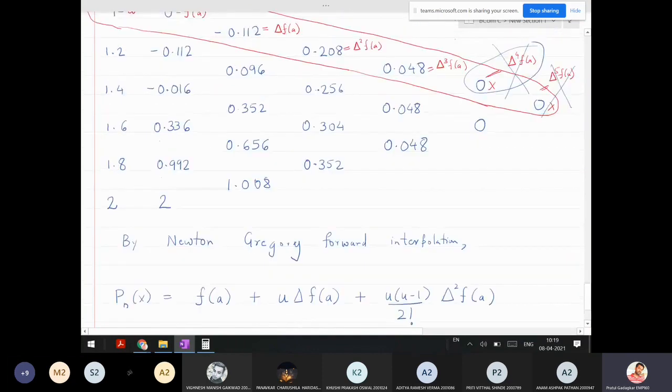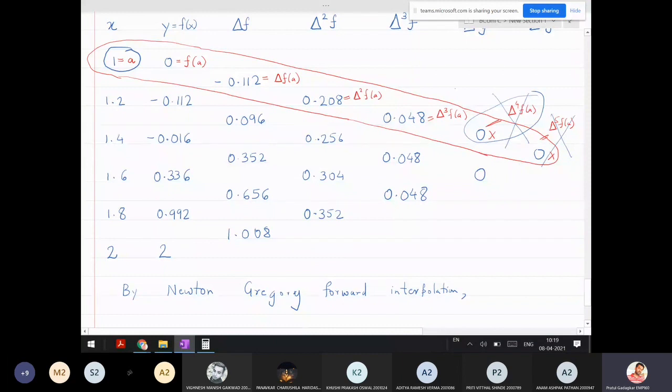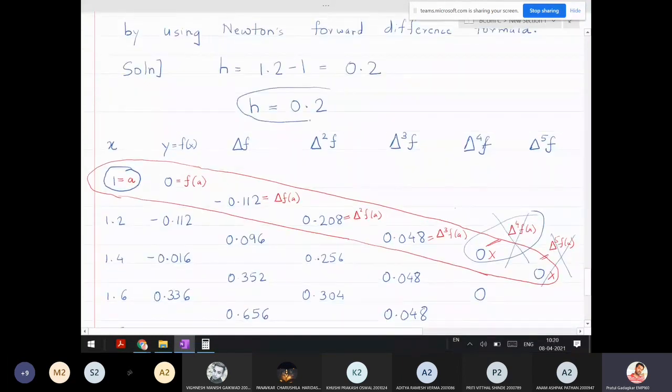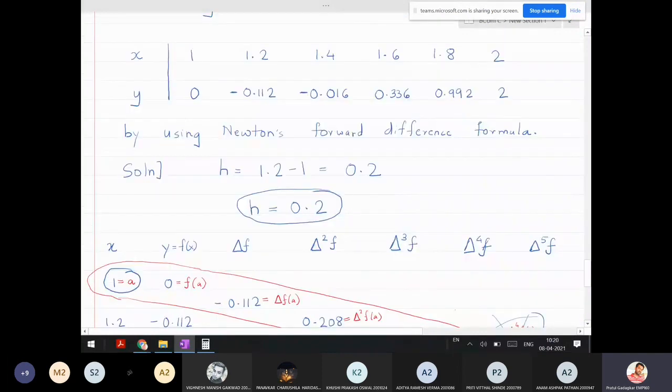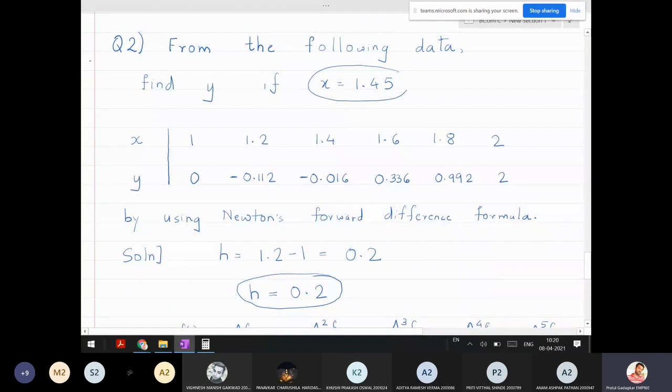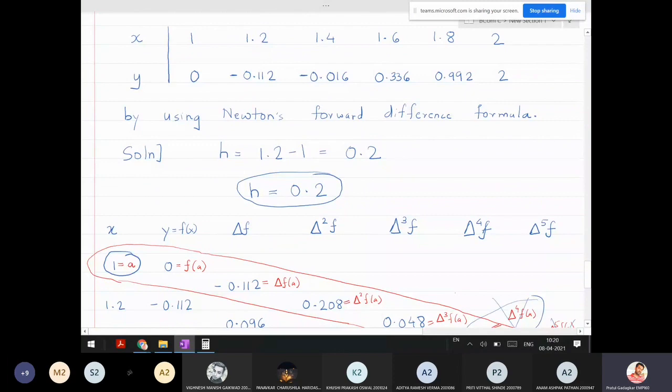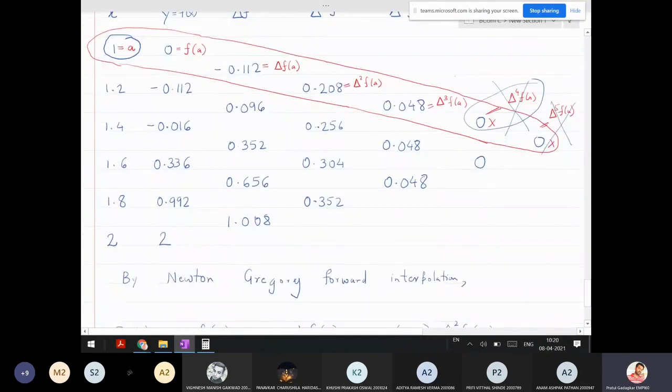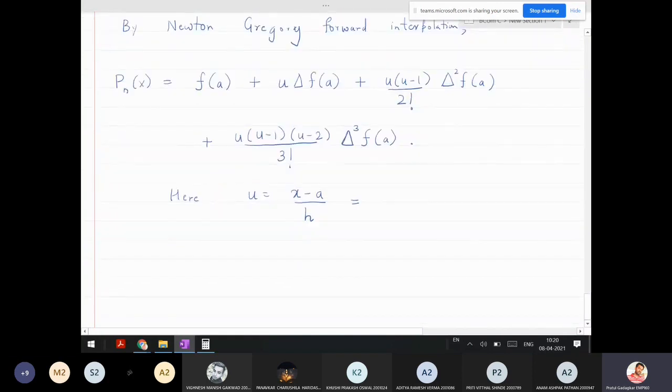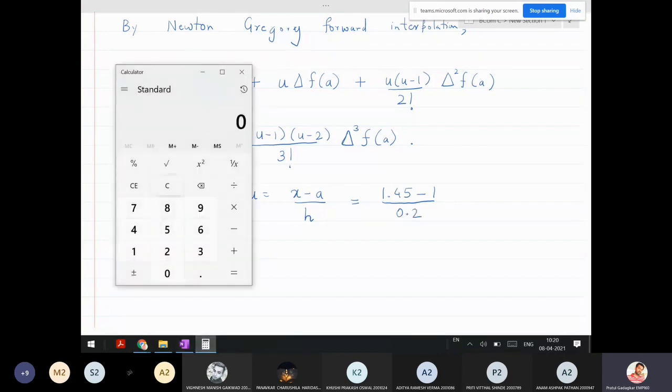So let us go to the table. You see that A is 1, as I told you. H is 0.2, which we are going to need. And X is the thing which is asked in the question. See, X is 1.45. So these three values, X is 1.45, H is 0.2, and A is equal to 1. I will use these three values and find the value of U. U is equal to X, 1.45, minus A, 1, and H was 0.2. So 1.45 minus 1 will be 0.45, and divided by 0.2, I'm going to get 2.25.